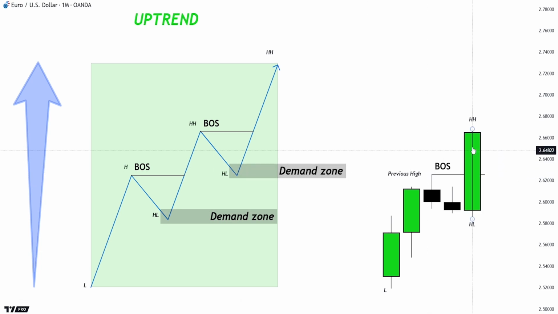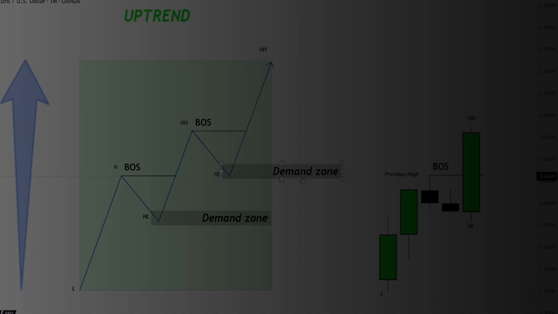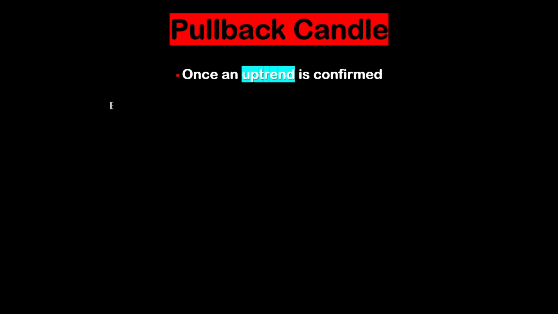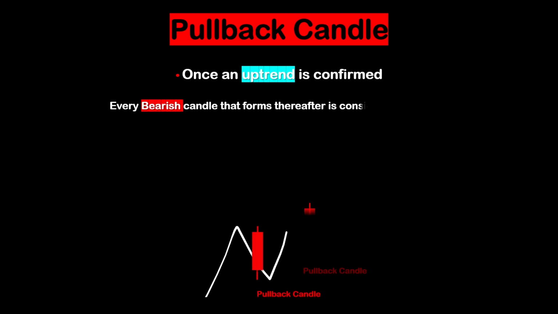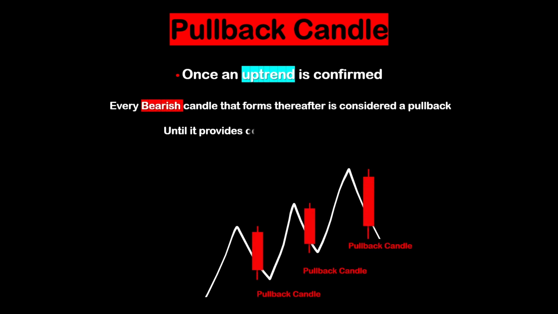For the break to count, a candle must close above the level, not just wick past it. Wicks often signal rejection or a liquidity grab, catching traders off guard. If a full-bodied candle closes above, it confirms the breakout. The last higher low becomes your key level. Stay above it, and the trend remains bullish. This is the last higher low, and until the price is above it, we are still bullish. Once an uptrend is confirmed, every bearish candle that forms thereafter is considered a pullback until it provides confirmation of a breakdown.